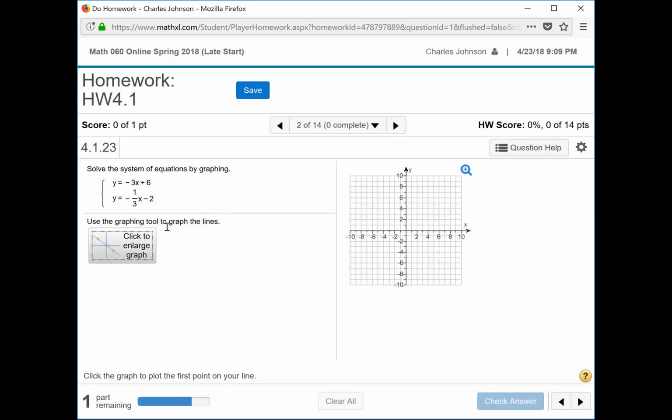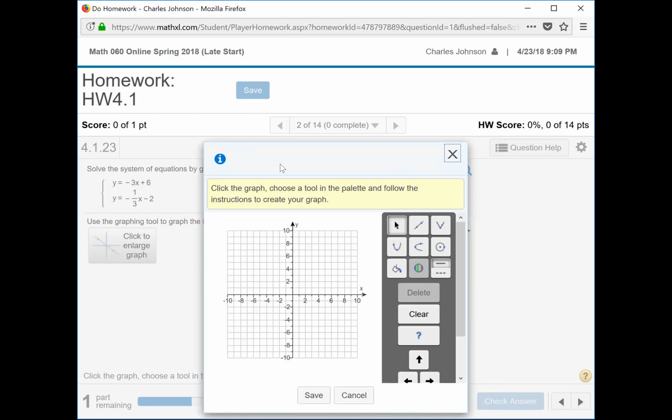Okay, so I'll start that over again. Enlarge the graph, and we want to graph negative 3x plus 6. So I use the line tool. I go to the y-intercept of 6, and the slope is negative 3, so rise negative 3 and run 1. So we went right 1 and down 3, and then we put that point there. And so that's the graph of the first line.